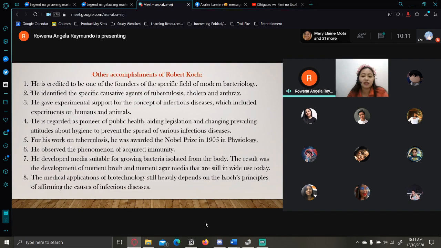So tumulong siya sa pag-develop ng nutrient broth or nutrient agar. Ito yung ginagamit na natin sa mga laboratories ngayon in growing microorganisms. The medical applications of biotechnology still heavily depends on the Koch's principles of affirming the cause of infectious diseases. So si Robert Koch naman, yung kanyang discoveries is more on infectious diseases. So marami din siyang naging mga discoveries, just like Louis Pasteur.